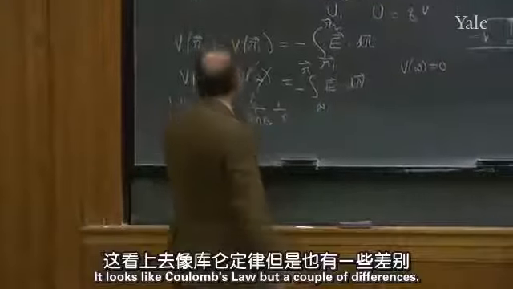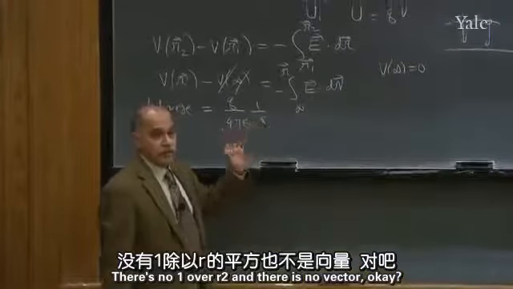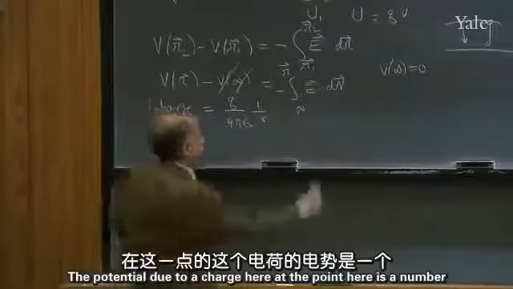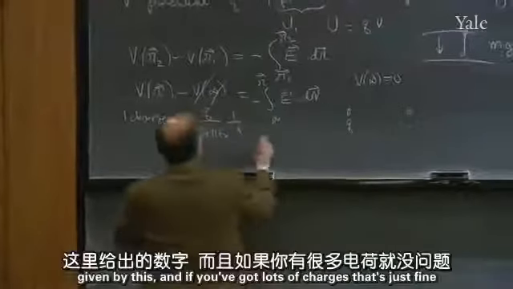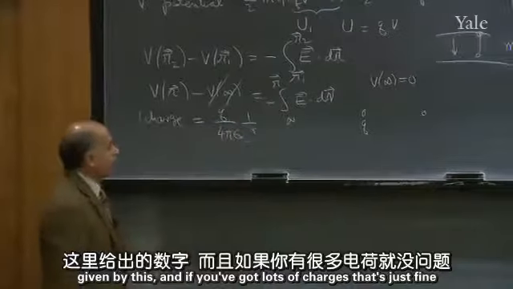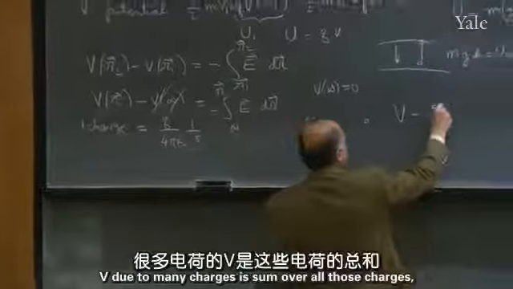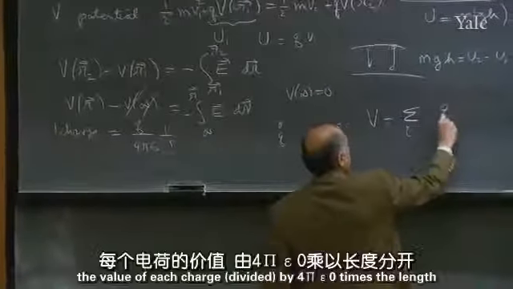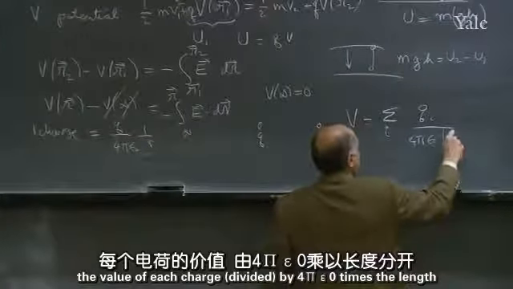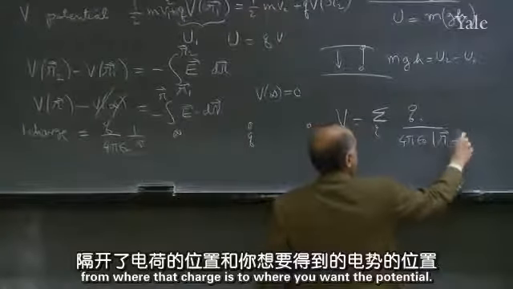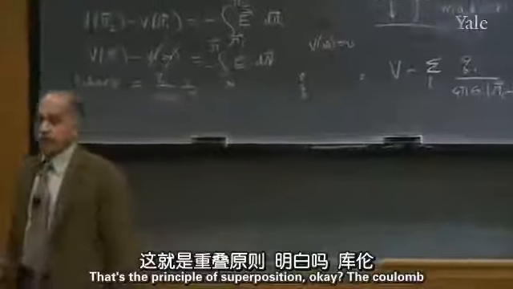Looks like Coulomb's law, but with a couple of differences. There's no 1 over r squared, and there is no vector. The potential due to a charge at this point is a number given by this. And if you've got lots of charges, that's just fine. V due to many charges is the sum over all those charges of the value of each charge over 4 pi epsilon 0 times the length from where that charge is to where you want the potential. That's the principle of superposition.